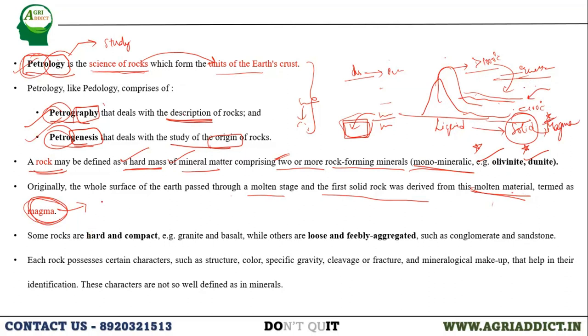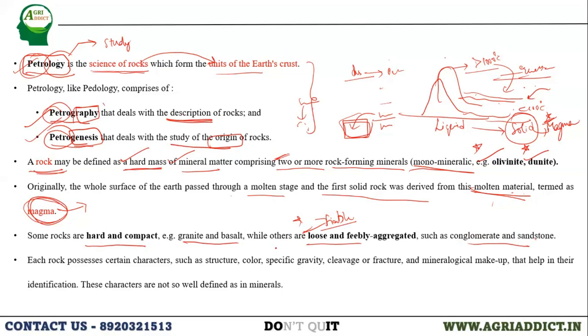Next, examples of rocks. We will see many examples here. Just try to remember every example we go through now. Examples of hard rocks: granite and basalt. Loose rocks: sandstone and conglomerate. Loose means they are very friable. Rocks are usually hard, that is without doubt. But there are some rocks which are very friable, that we can easily disintegrate with a hand. Examples are conglomerate and sandstone.